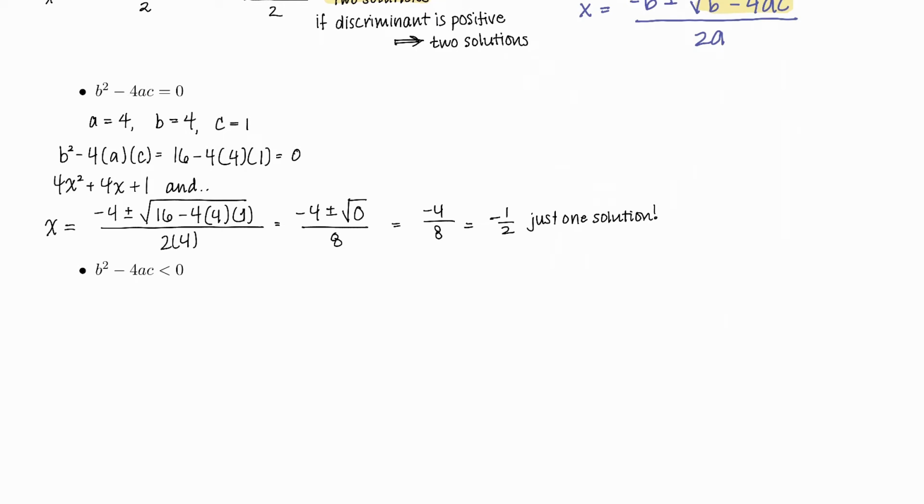And just like before, what we should take away from this is if the discriminant is 0, this implies we only have one solution.